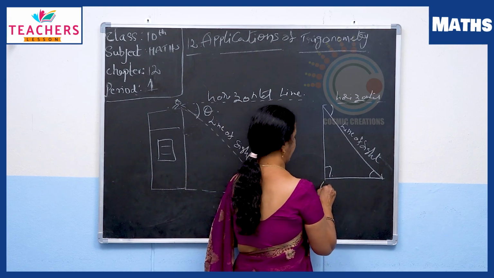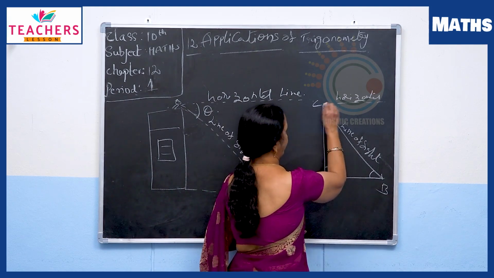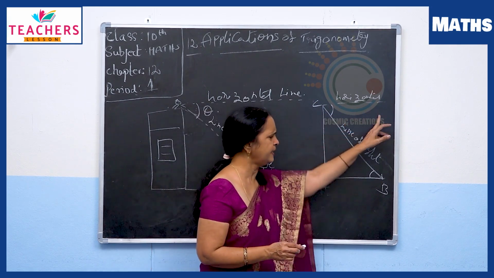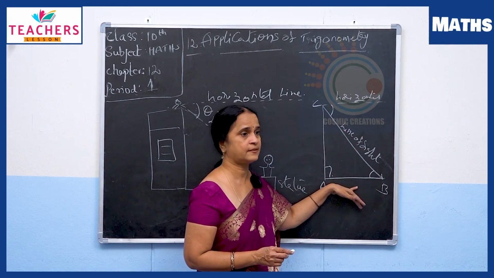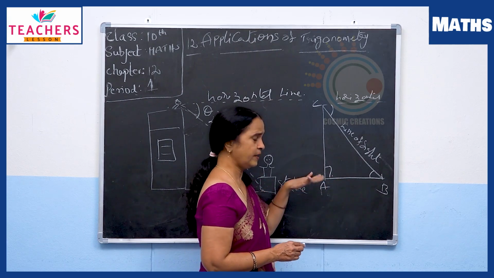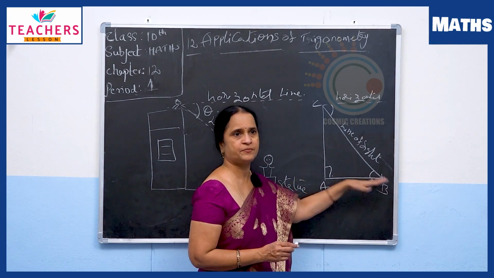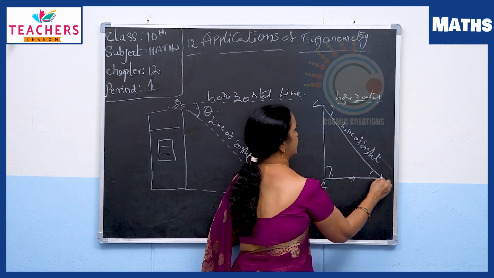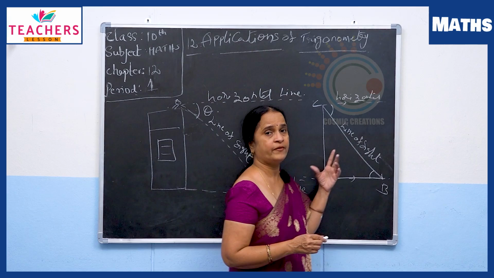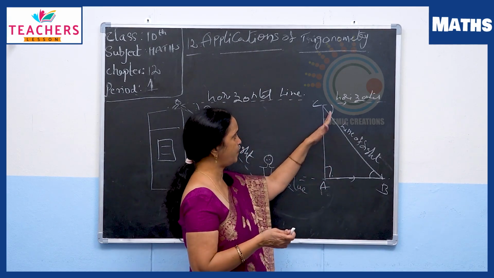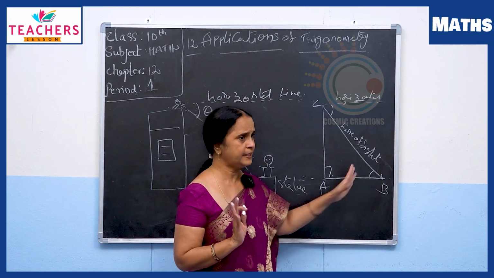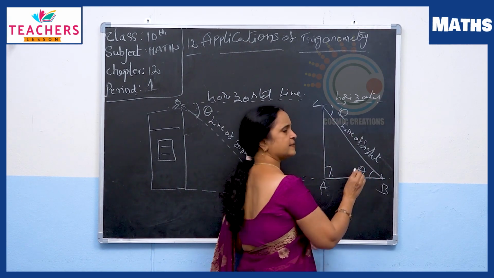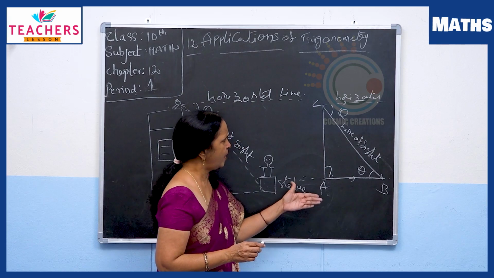I am writing ABC as usual. But on seeing, you will come to know this is a horizontal line, this is also horizontal, the foot of the building and the object between. So what are these lines? Parallel lines. When parallel lines are there, opposite interior angles are equal. This is theta, then this is also going to be theta. How easy this is?